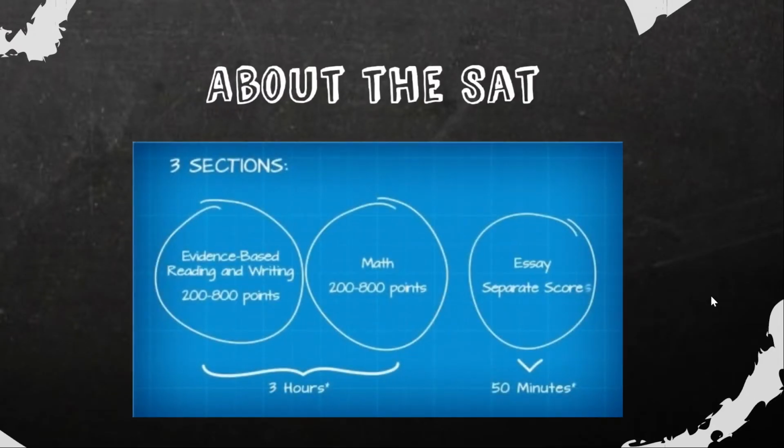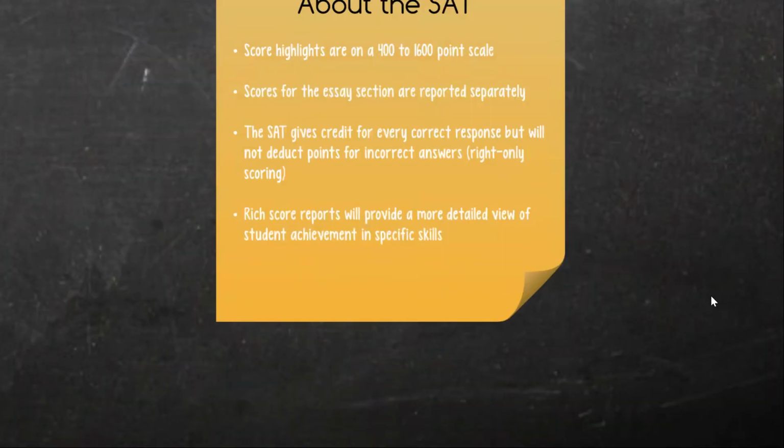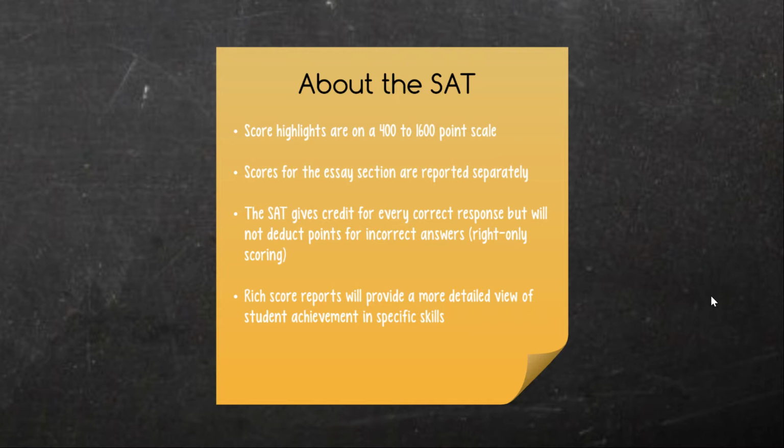Now, it first goes into the 3 main sections of the SAT. You have evidence-based reading and writing, math, and the essay portion. Reading and writing takes up half of the exam, or half of the total score, from 200 to 800 points. Math makes up the other half of the total score, which is the other 200 to 800 points. Now, these first 2 sections take up 3 hours of the exam time that's allotted for the SAT. The essay is actually scored separately now, so that does not factor into the total score that is given for the SAT.